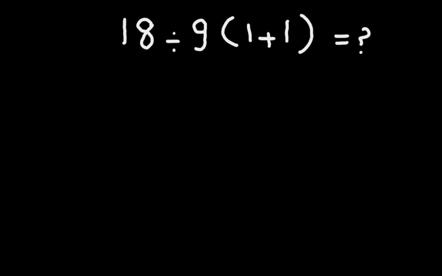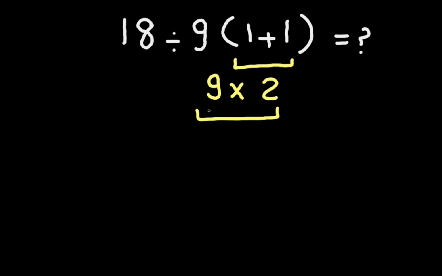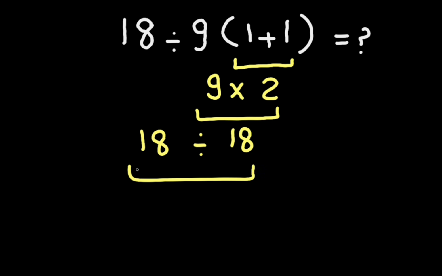Now let's start to solve this math expression. 1 plus 1 equals 2. 2 times 9 equals 18. Now 18 divided by 18 equals 1.